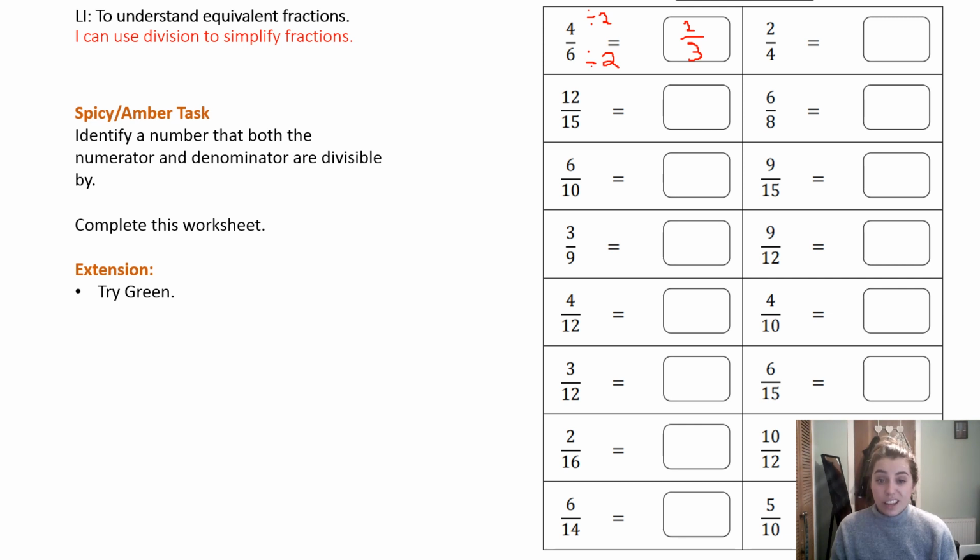So 4/6 is the same as saying 2/3. Simple, and I don't think I can simplify it even more. Okay. And now I've got to look at this one and say, okay, in what times table do these both feature? Okay. Pause this, give it a go, and I'm going to show you the answers next.